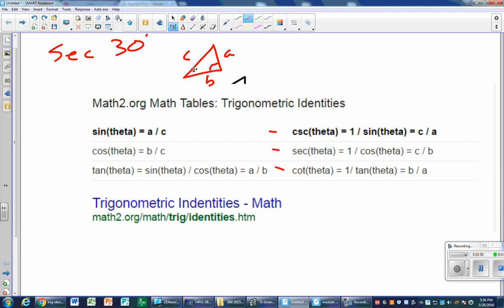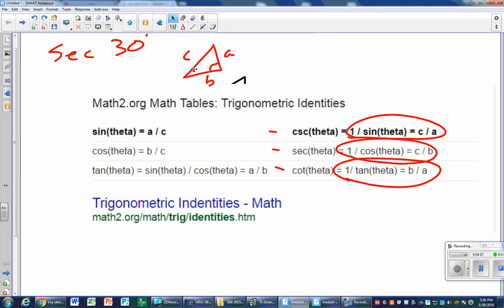Cosecant, secant, and cotangent. Remember that cosecant is 1 over sine, secant is 1 over cosine, and cotangent is 1 over tan. You have to know that. Are you going to have it on your reference table? Well, you might, but not for Friday's quiz, you aren't. Okay. So that brings us to the secant of 30 degrees.